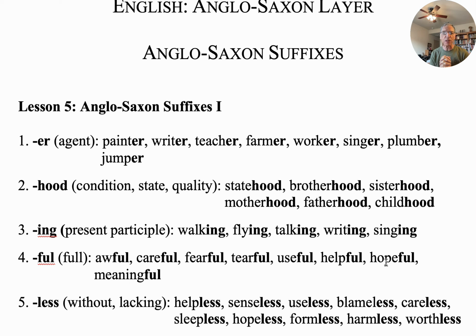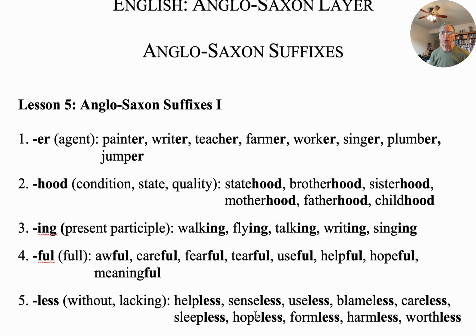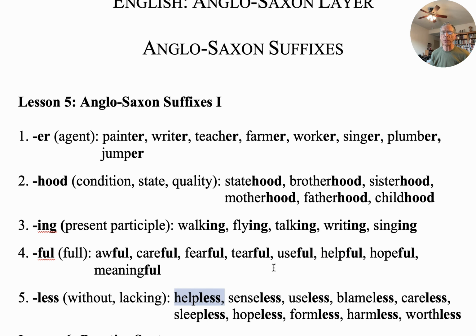Number 5, we have less. And this Anglo-Saxon suffix indicates without or lacking. So again, we'll take a look, and notice these are just the opposite, really, of full. Instead of helpful, which we read up above, we now have helpless. He was helpless. He needed a lot of help.